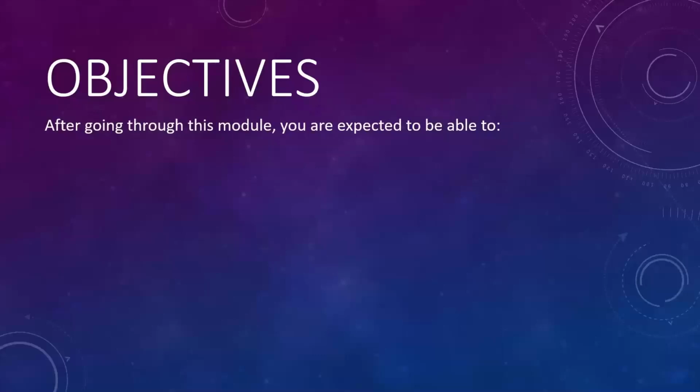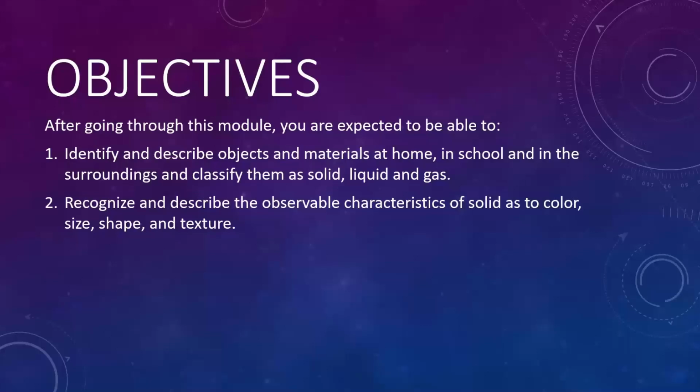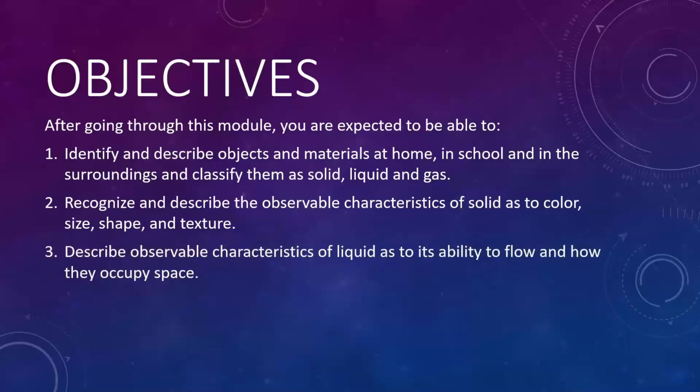Objectives. After going through this module, you are expected to be able to identify and describe objects and materials at home, in school, and in the surroundings and classify them as solid, liquid, and gas. Recognize and describe the observable characteristics of solid as to color, size, shape, and texture. Describe observable characteristics of liquid as to its ability to flow and how they occupy space. Name and describe observable characteristics of gas.